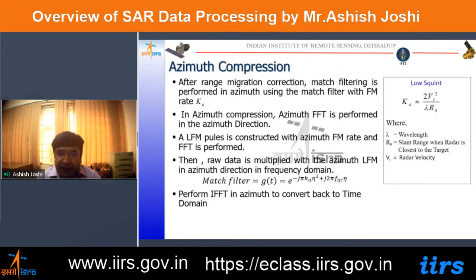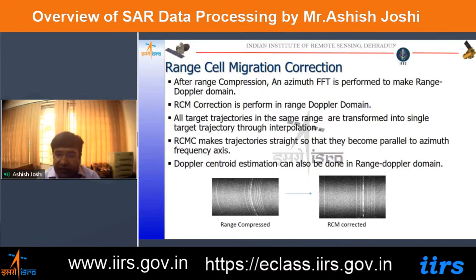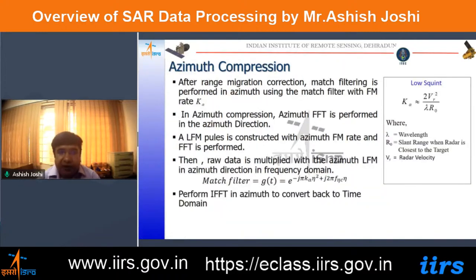So the final step is the azimuth compression. Now we can see this is the image, but the targets are elongated in the azimuth direction. So what we have to do is perform matched filtering in the azimuth direction and compress this signal to a single point. After the range direction correction, matched filtering is performed in the azimuth direction. But how to make the matched filter?